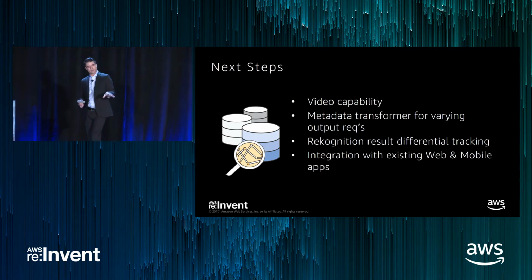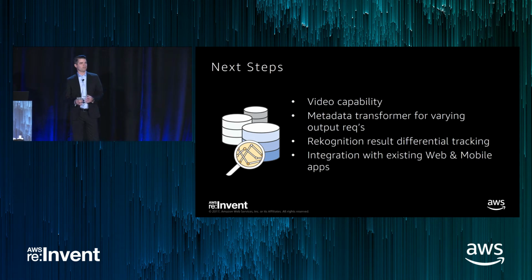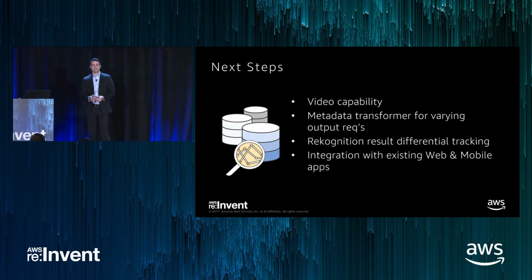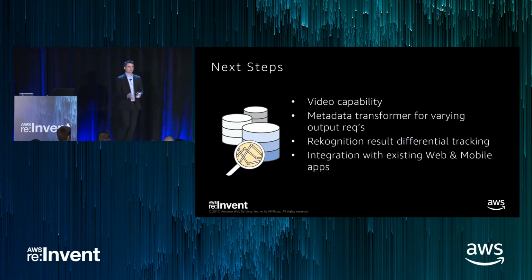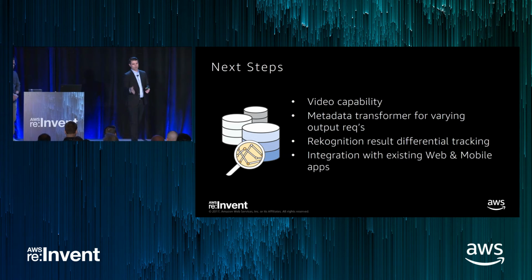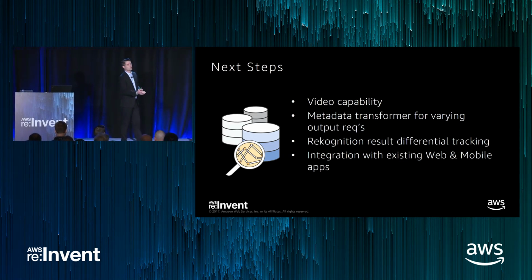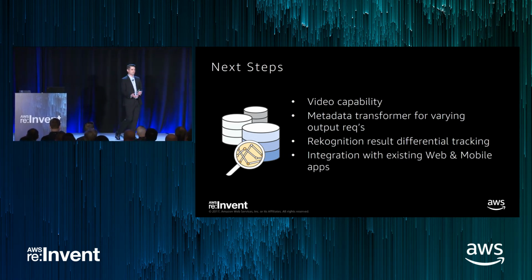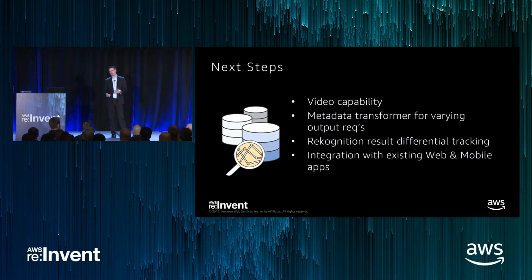Metadata transformer. So on the metadata transformer, we have various applications, various business units which may want this data. So we're looking at utilizing API Gateway to transform that JSON blob upon a request by a particular application or business into their expected metadata schema. So we can have varying output requirements.